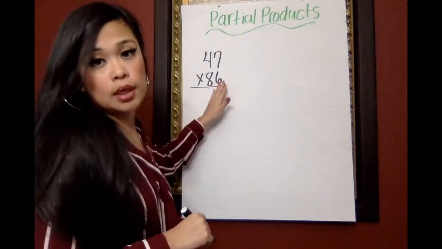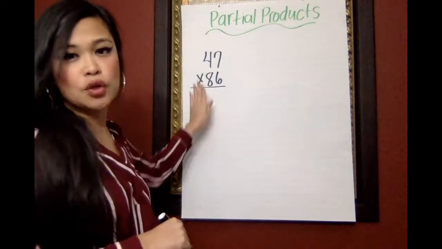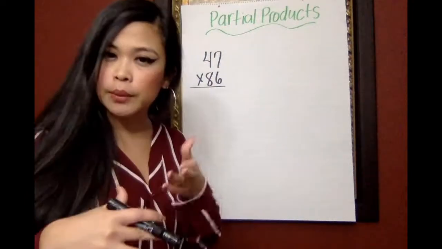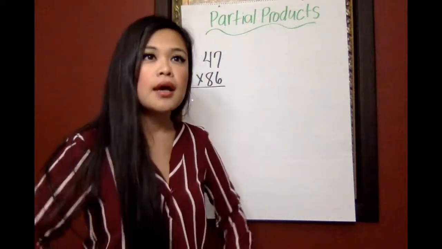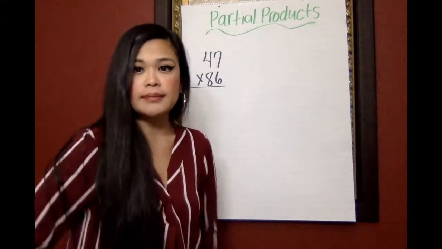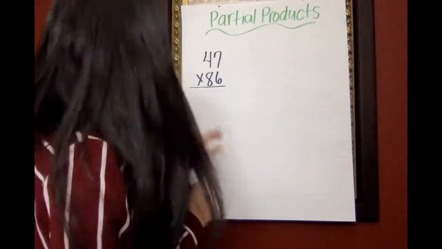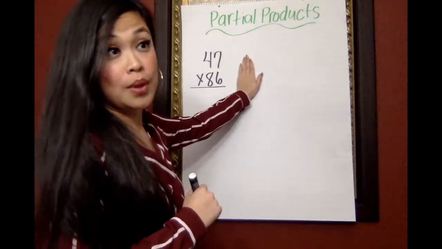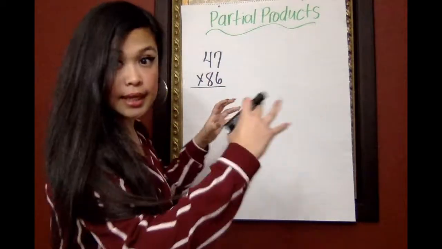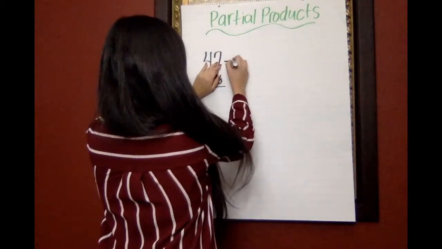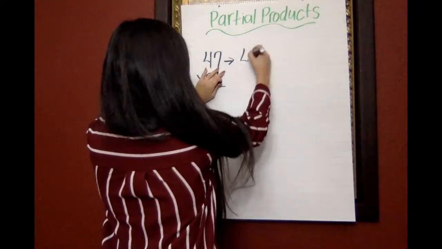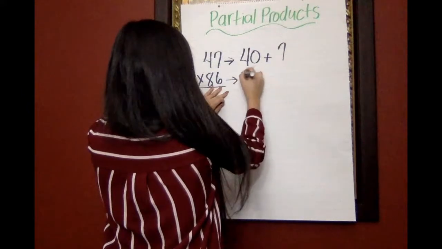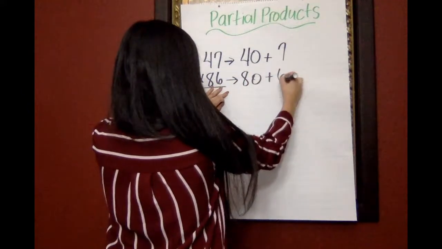So the first thing that we're going to do is write 47 times 86. Go ahead and write 47 times 86 on your table. And make sure you're going with me and you're not rushing, because we all need practice together, right? Together, we're better at it. So after you write 47 times 86, the first thing we're going to do is decompose the number, right? Break it up. So we're going to write 40 plus 7 and 80 plus 6.